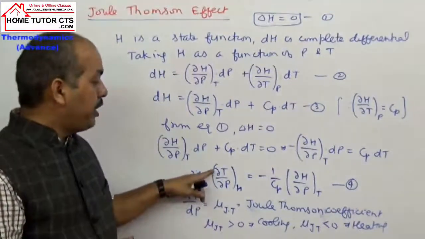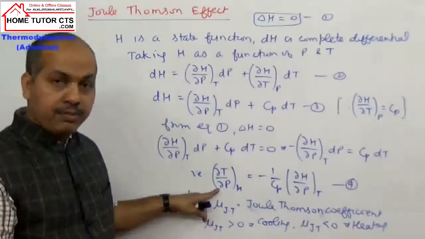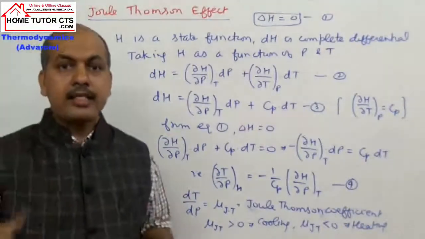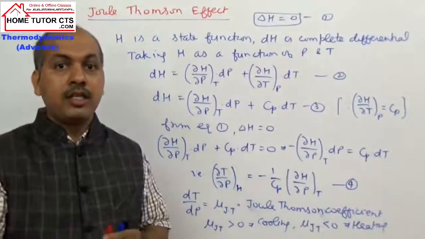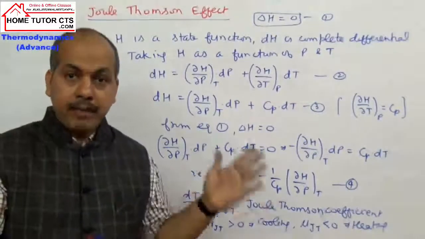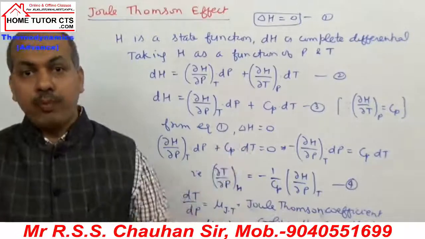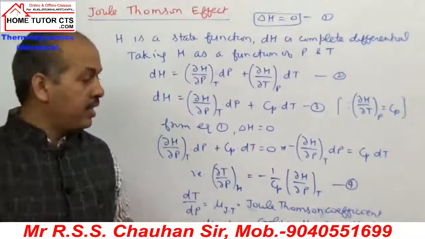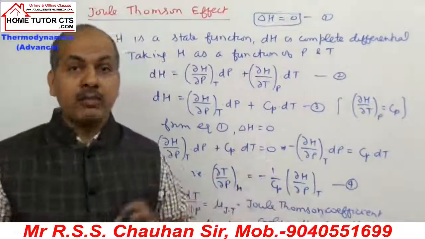Because if delta T is positive, delta P is negative, anyway pressure has to decrease. Why will it decrease? The gas has to expand by definition from a region of high pressure to a region of low pressure. When the gas undergoes expansion, it means pressure has to decrease. So delta P will definitely be negative here.